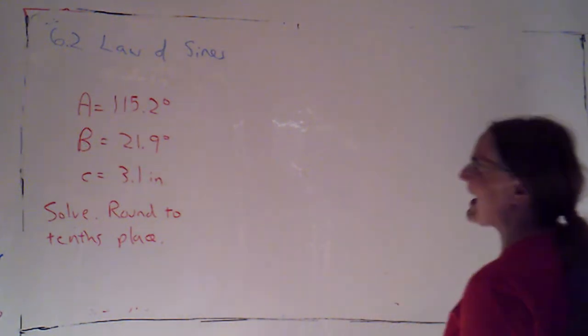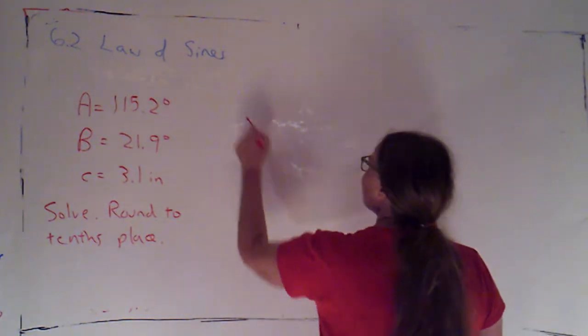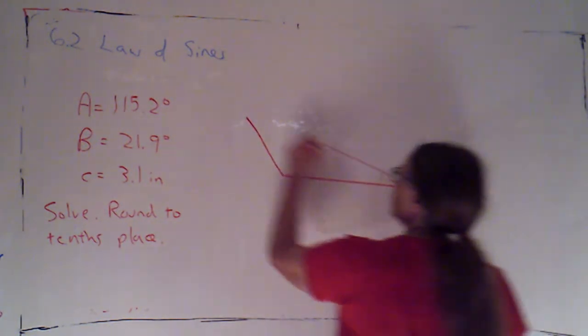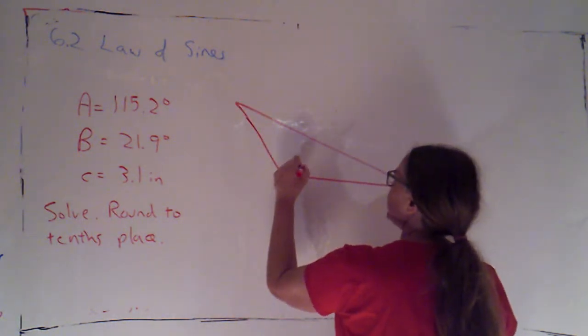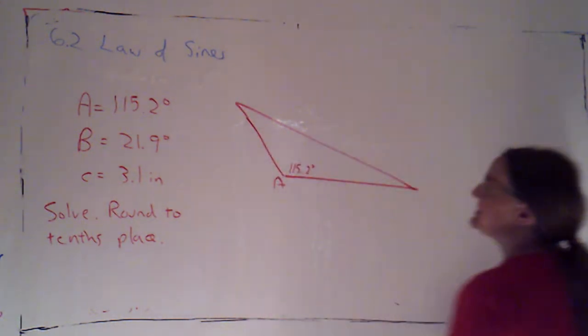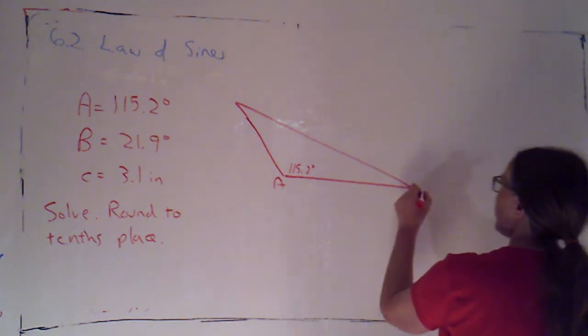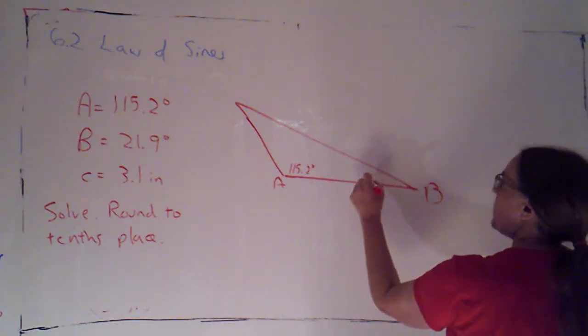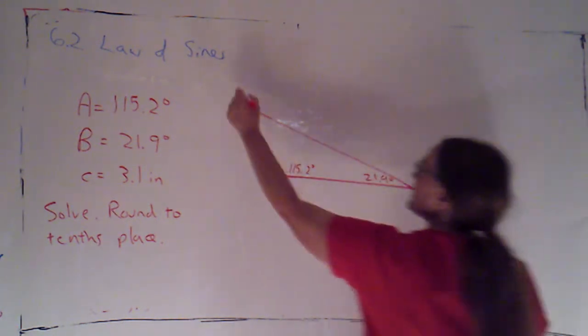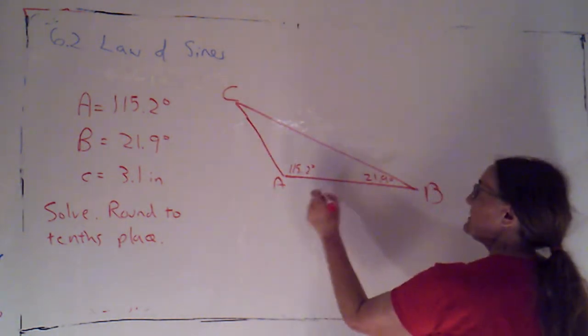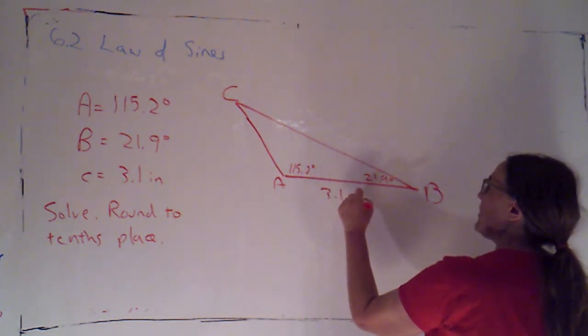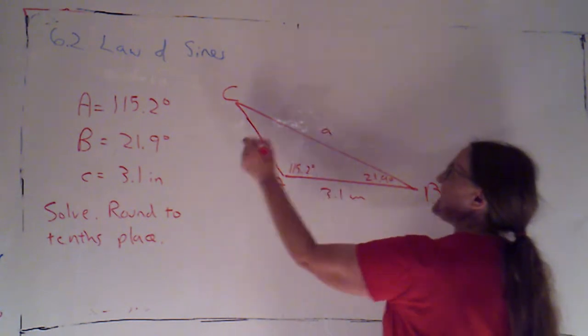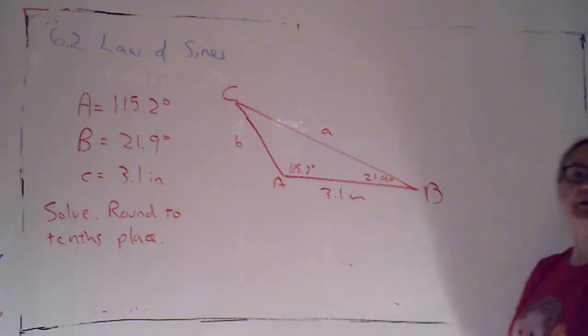Okay, you know me, I like pictures. So I've got an obtuse angle that we'll call A, that's 115.2 degrees. Let's say this is my B, which is 21.9 degrees. That makes this C. And so side C would be here at 3.1 inches. This side is A, that's side B.